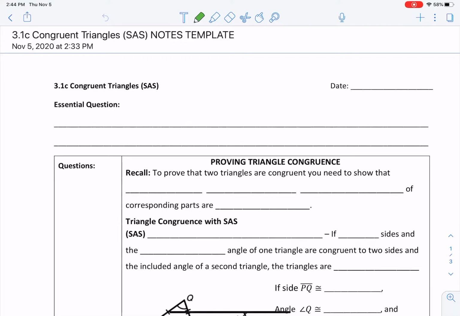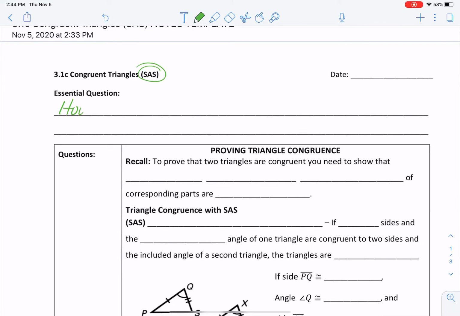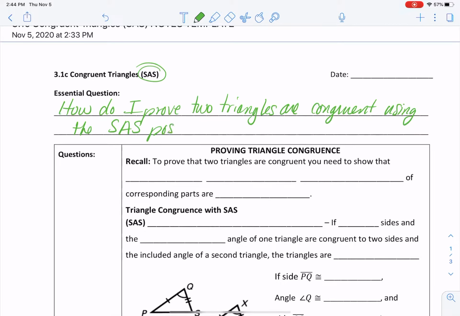Today we're talking about congruent triangles using the side angle side postulate. So our essential question is, how do I prove two triangles are congruent using the SAS postulate? Again, I would remind you that postulate means rule.